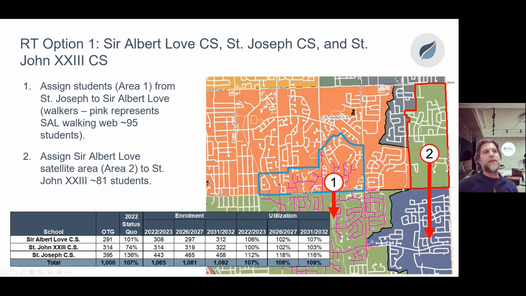So under this consideration, what's being talked about, in addition to this move, is to take this satellite area and send it south to John the 23rd. So basically you would remove some enrollment at Sir Albert Love to be able to accept this St. Joseph enrollment. And at the same time, you would be increasing enrollment at John the 23rd, basically bringing it up to about 100% capacity.